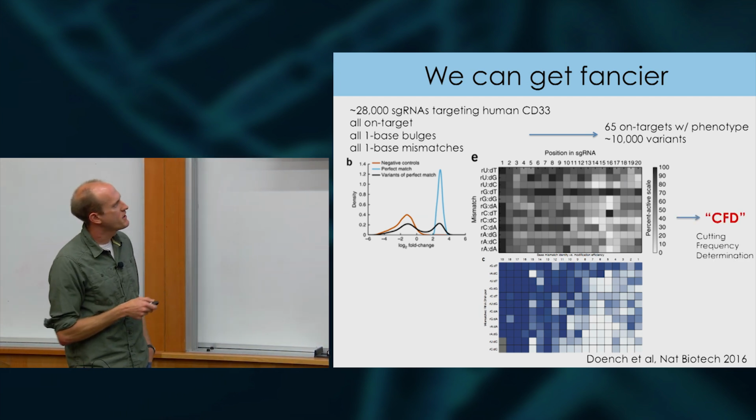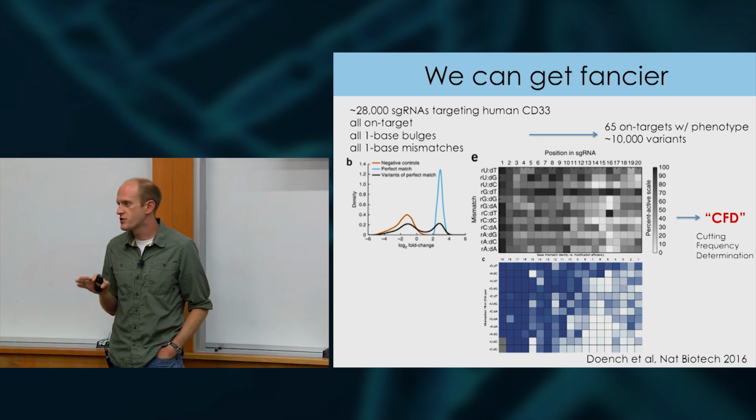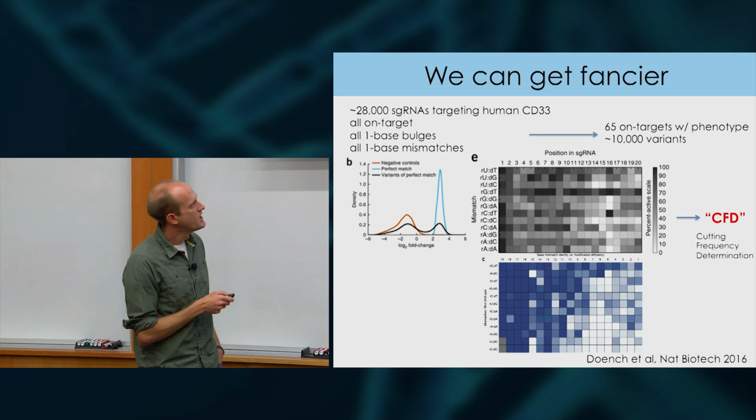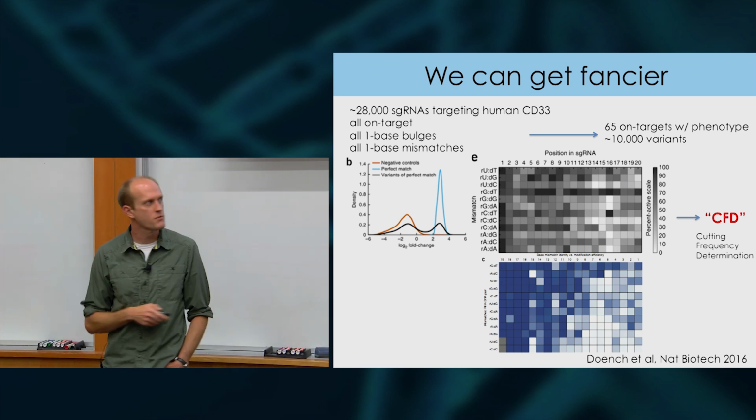This got put into something called the CFD. Remember, this also incorporates bulges, though, which Patrick Hsu's score does not incorporate. So there is a little bit more discrimination there. This is called the CFD, and this is also available on that website that was on one of the previous slides.